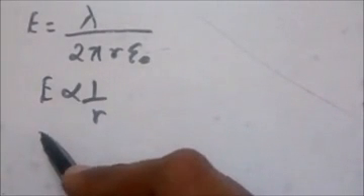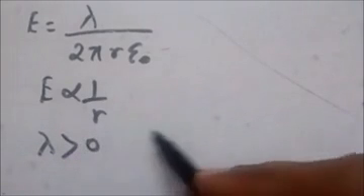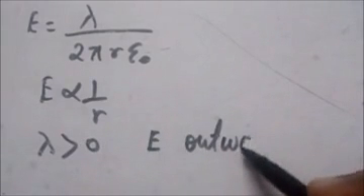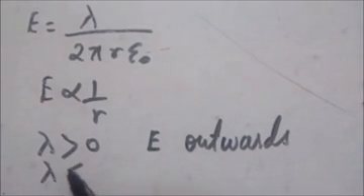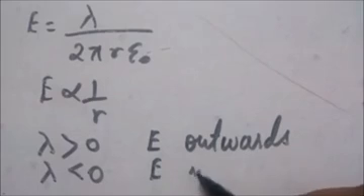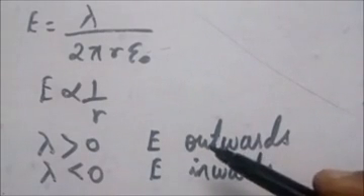Next, one more thing we must know. See the lambda. If lambda, that is linear charge density, is greater than 0, then the electric field E will point outwards. If lambda, the linear charge density, is less than 0, then the electric field will point inwards. Outwards means positive charge, inwards will be for a negative charge.